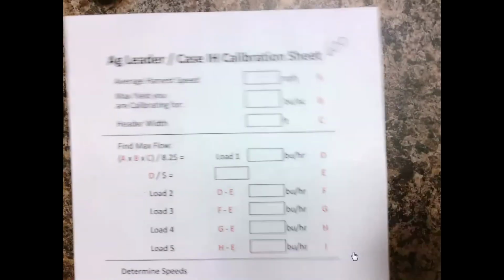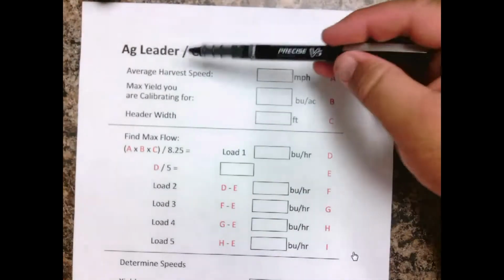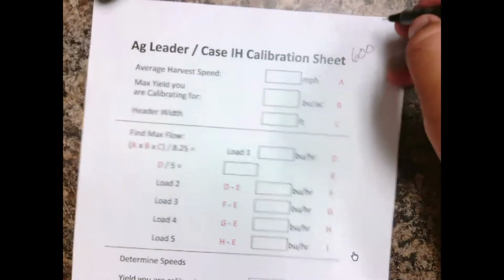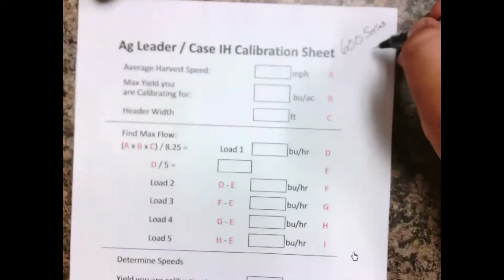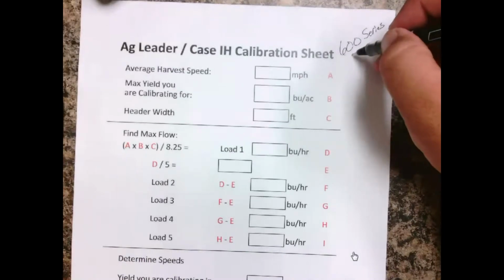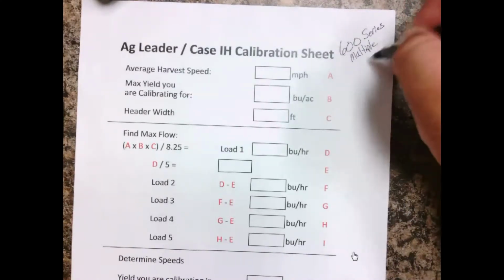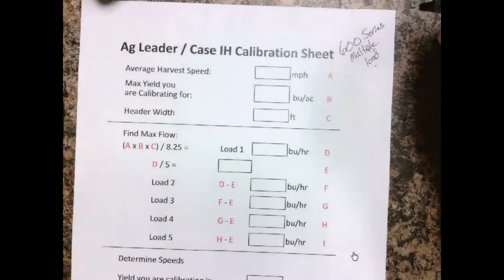So now, if you're doing a multi-point calibration, which is going to be the case on an Ag Leader yield monitor, a Case IH yield monitor, or 600 series Deere combines with a new Ag Leader or new monitor in them, you are going to be doing the multiple load calibration as well. Basically, any system that's doing a multiple load calibration, this is the sheet that you'd want to use.